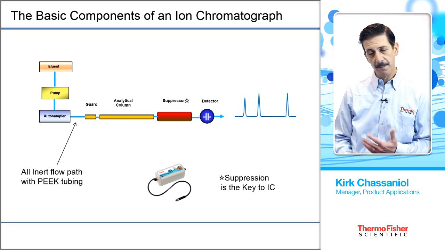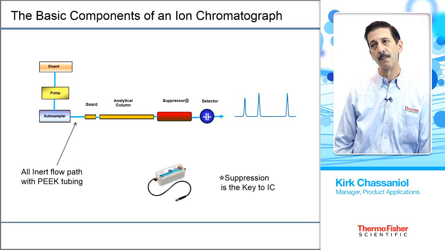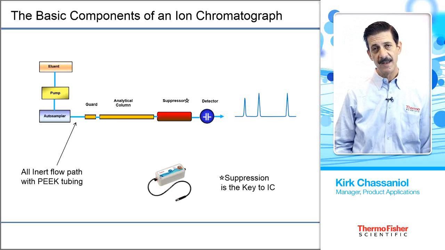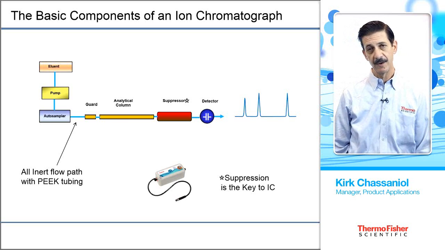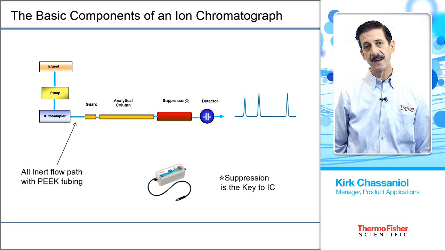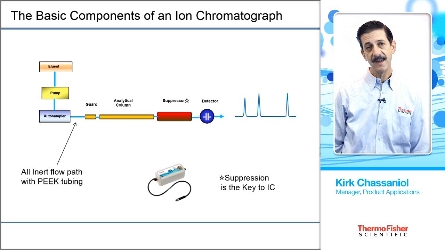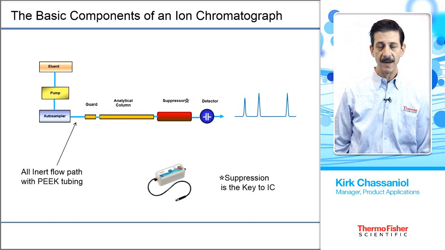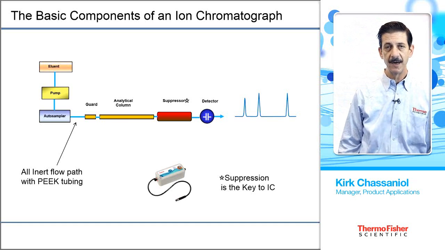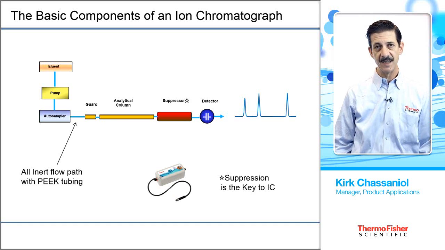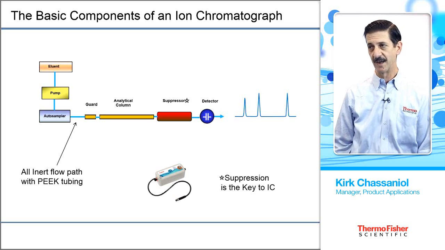So the basic components of an ion chromatograph. We have a pump, we have some sort of eluent or mobile phase, we have some way to introduce the sample, and then the real value is the separation process, and that occurs on the analytical column. A key component for any ion chromatography system is the suppressor. Since we're using conductivity as our detector here, suppressor is an integral part of the detection technique. And I'll go into more detail about that in later slides. But as I said, suppression is the key to ion chromatography.